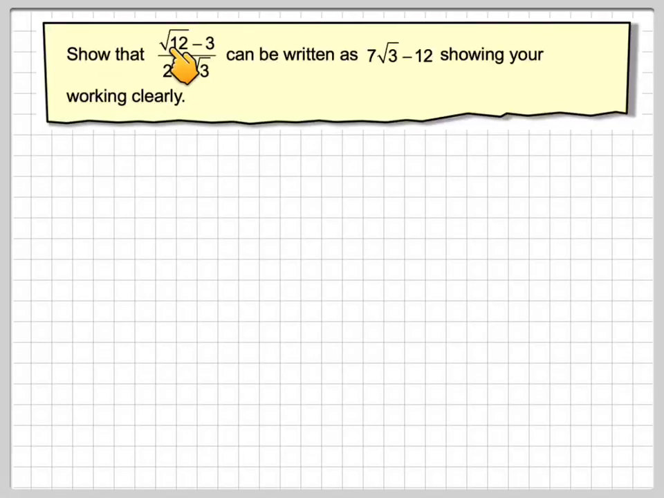Show that the square root of 12 minus 3 over 2 plus root 3 can be written as 7 root 3 minus 12, showing you're working clearly. Now, when you get a question like this, we know that we can put it in our calculator exactly as that, and we'll get that. That won't get you any marks. We have to actually show our working clearly.